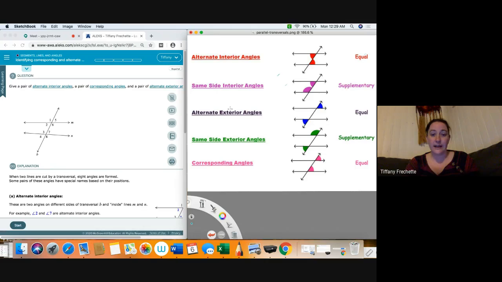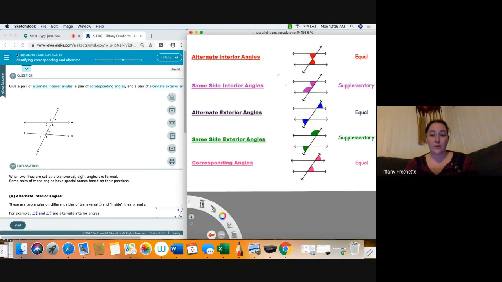All right, so alternate exterior angles. So again, alternate, same thing, means that we're jumping across the transversal. So in this case, we still have a transversal that looks like this. And we're going to jump across so that the one on the top is on the right side and the one on the bottom is on the left side. And this time they're exterior. So instead of being in between the lines, they're actually on the outsides of the lines. So that's what exterior means.